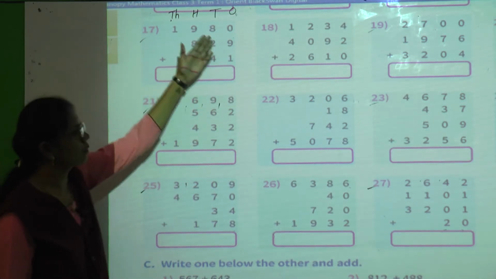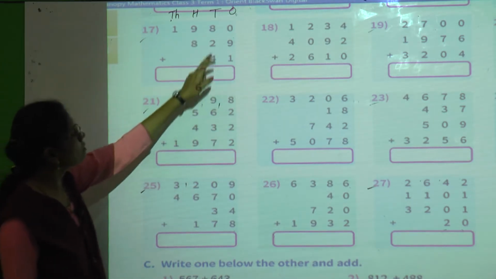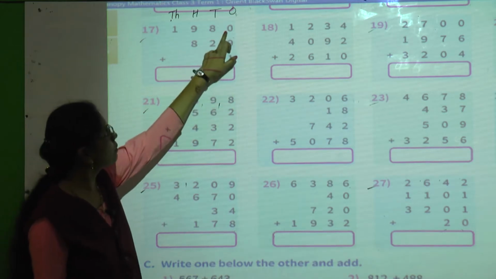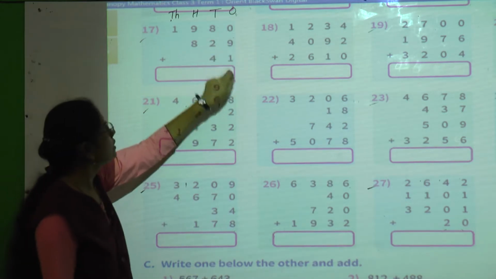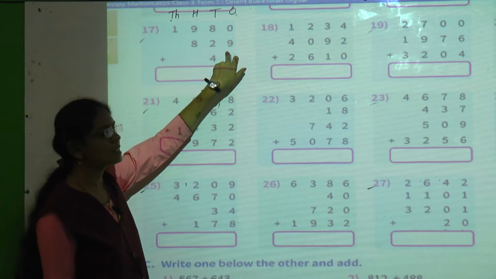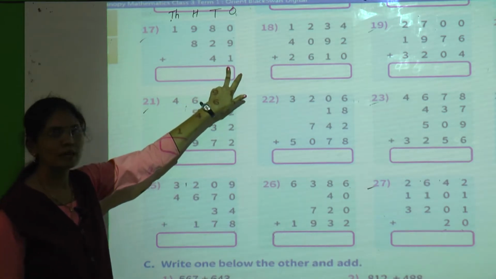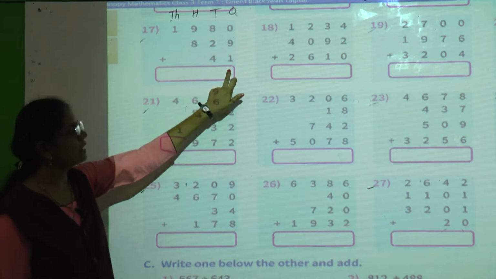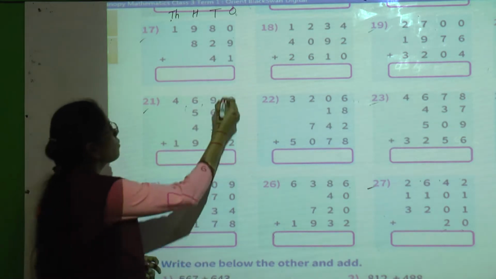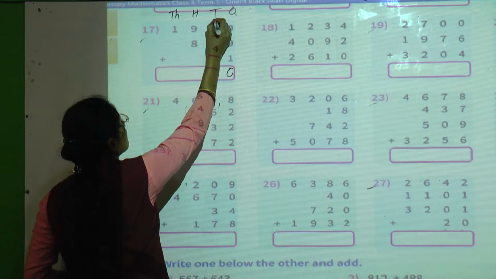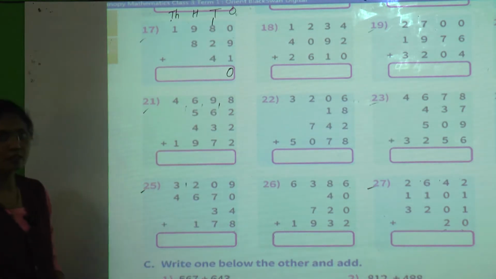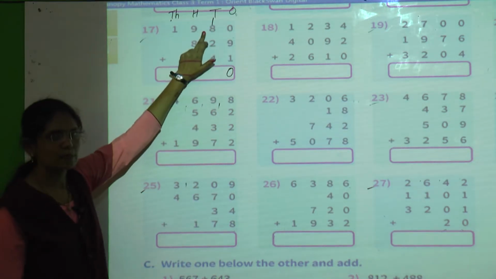Now we will start from the ones place. See at ones place which digits are there. Yes, 0 ones plus 9 ones. 0 plus 9, 9. 9 plus 1, 10. 10 ones means 0 ones and 1 ten. So we will give that 1 as a carry to the tens place.